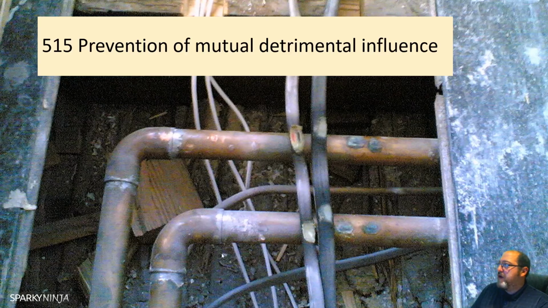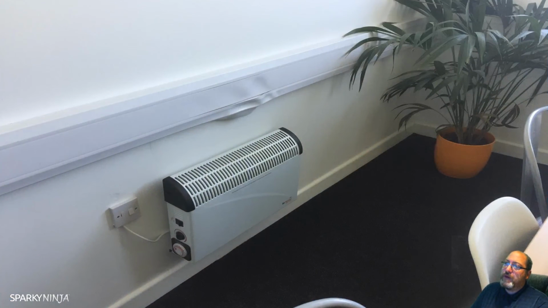And a very good example is here. There. So this would have been a mutual detrimental influence. We'll have in the dado trunking the band 1 and the band 2. But then they put a heater underneath it, and so there was another influence there that was detrimental. We've got to try and avoid this stuff because that's no good.